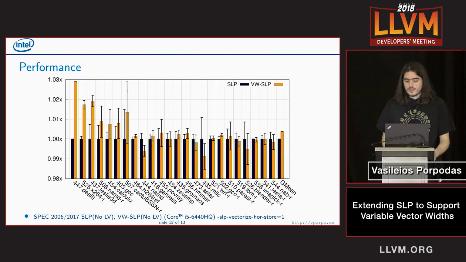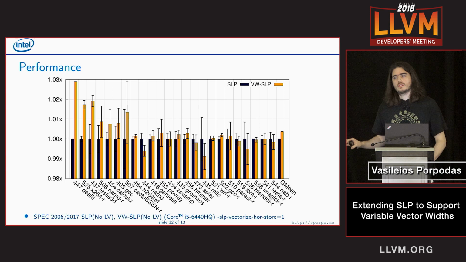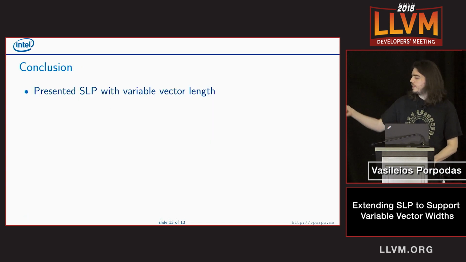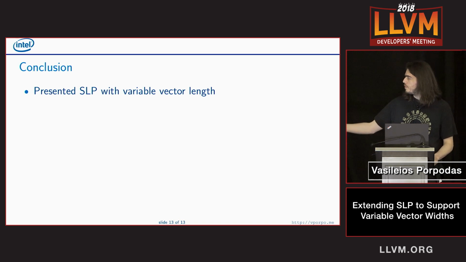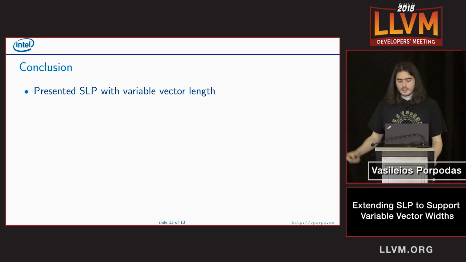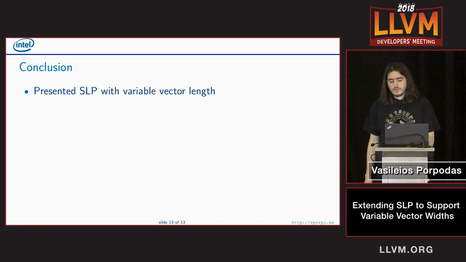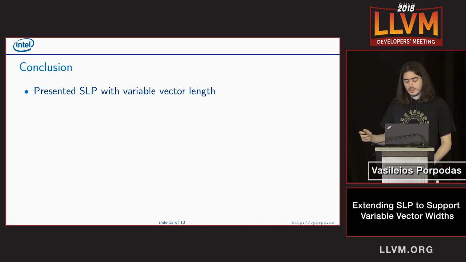All right, so here are some performance numbers. Please note this is with the loop vectorizer disabled. So it's basically just SLP compared to SLP with the variable width support. And we have also enabled the horizontal stores flag. And I mean, we see that there are some cases where this actually helps.